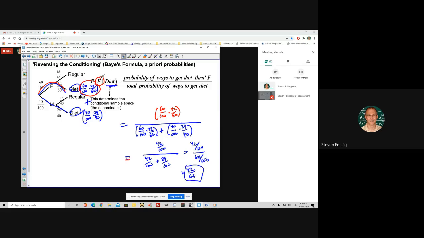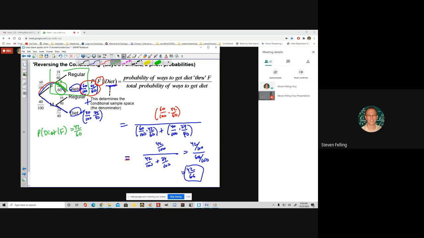So this is called a Bayes formula problem because the person who originally realized this, that if you set things up in a tree like this, it's very easy to find the probability of diet given female. Because if female is the condition, then you're here on the tree, and then the probability is just right there on the branch. It's 42 out of 60.